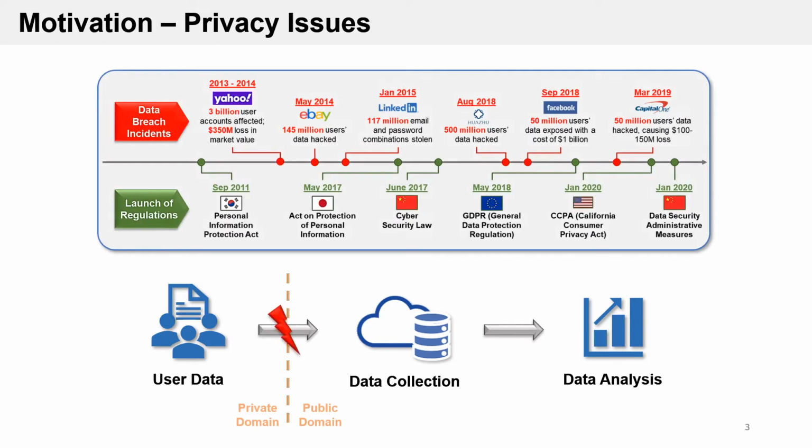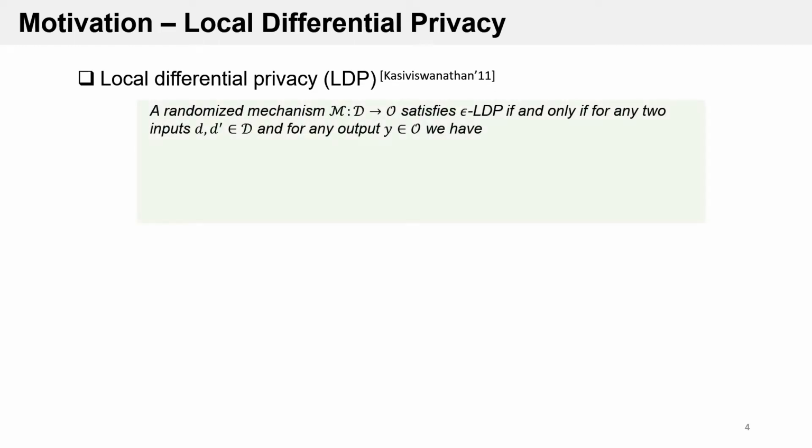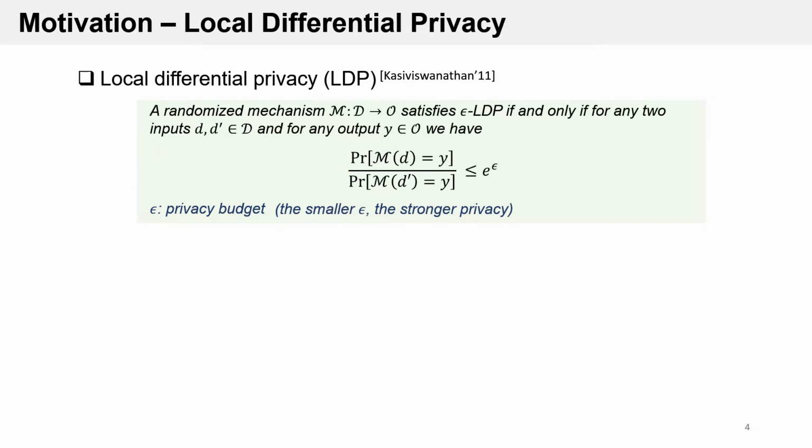However, the direct collection of raw user data may not only violate the increasingly strict privacy regulations, but also lead to serious privacy accidents. Local differential privacy has been considered a state-of-the-art technique for data collection. The definition of LDP states that a randomized mechanism M satisfies epsilon LDP if for any two inputs D and D', the probability of outputting any value Y is bounded by e to the power of epsilon. Here, epsilon refers to the privacy budget. The smaller epsilon, the harder one can distinguish the input pair from the output and the stronger privacy.